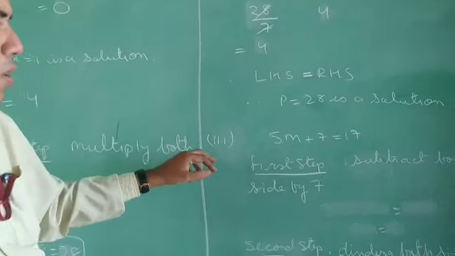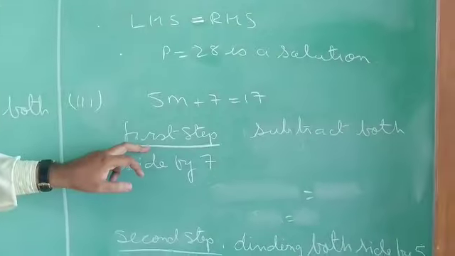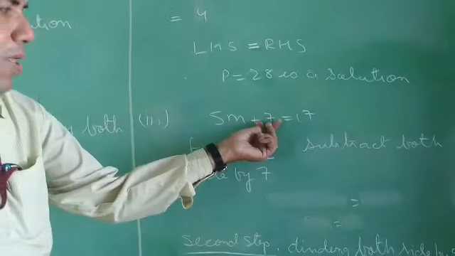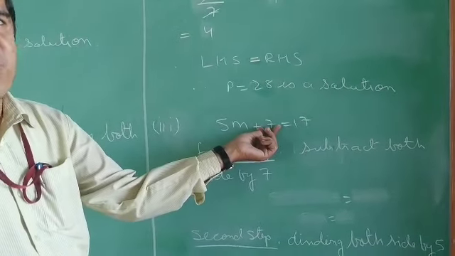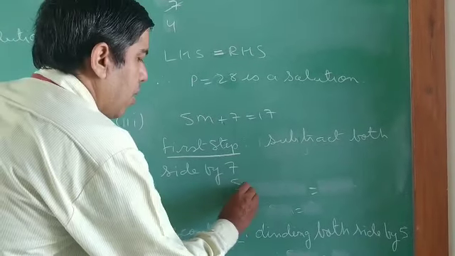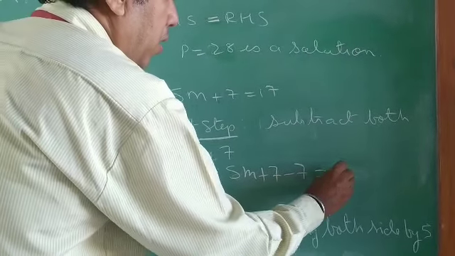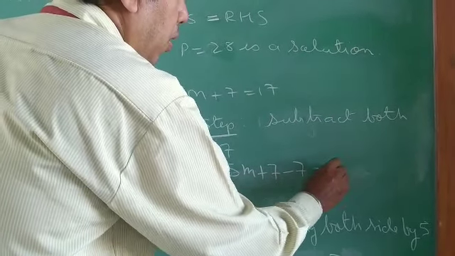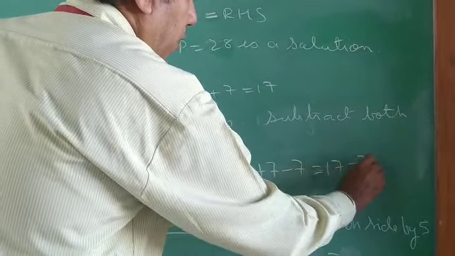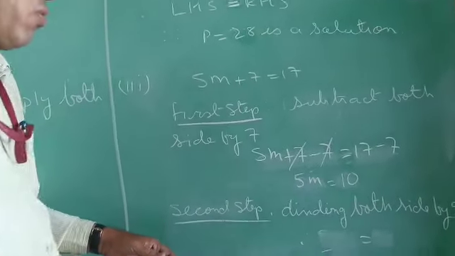Now the third equation I am solving: 5m plus 7 equal to 17. First step: I want to remove this plus 7. So what is the opposite of addition? Subtraction. So subtract 7 from both sides. You can see easily here, 5m plus 7 minus 7, and here 17 minus 7. It comes 5m equal to 10.